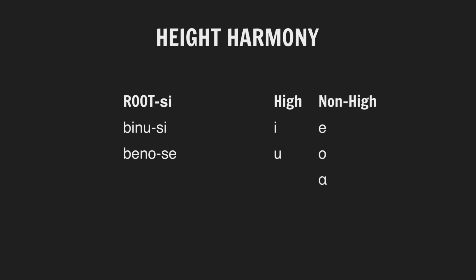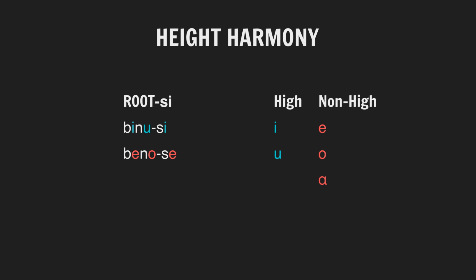Height harmony is where all vowels in a given domain agree in height. So for example, all vowels in a word must be either high, bi, nu, si, or non-high, be, no, se. Height harmony is relatively rare cross-linguistically, but it's well attested in the Bantu languages.